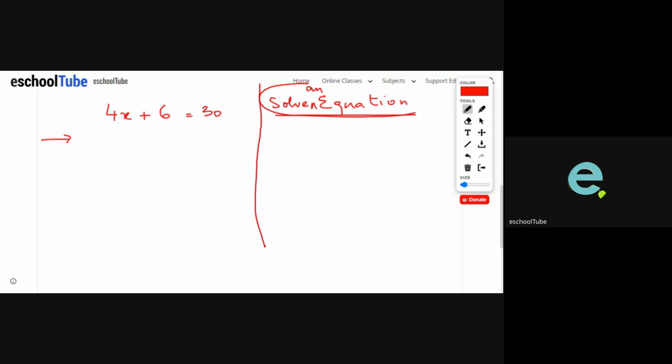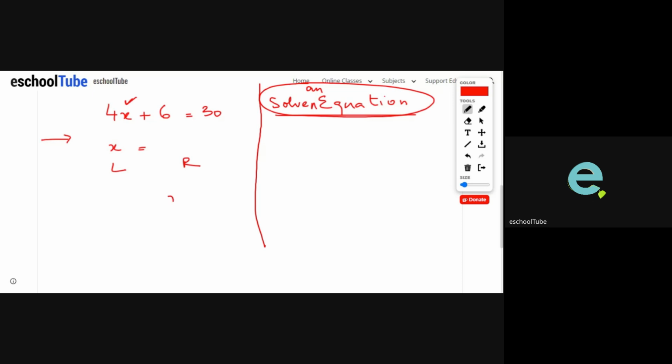Whenever you solve an equation, what should you see? What all operations are done on the variable, or on that side which has the variable, because ultimately you have to find the value of x. How will you find the value of x? When you have only x on one side of the equation, whether it is the left side or the right side.